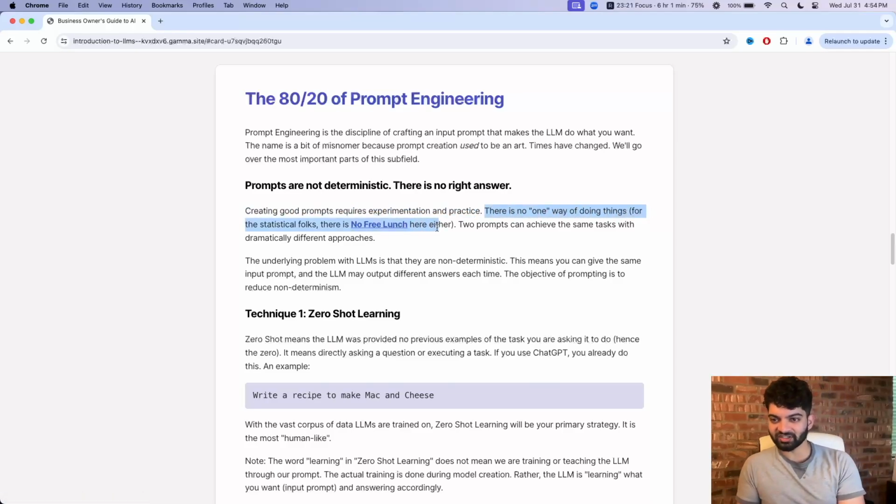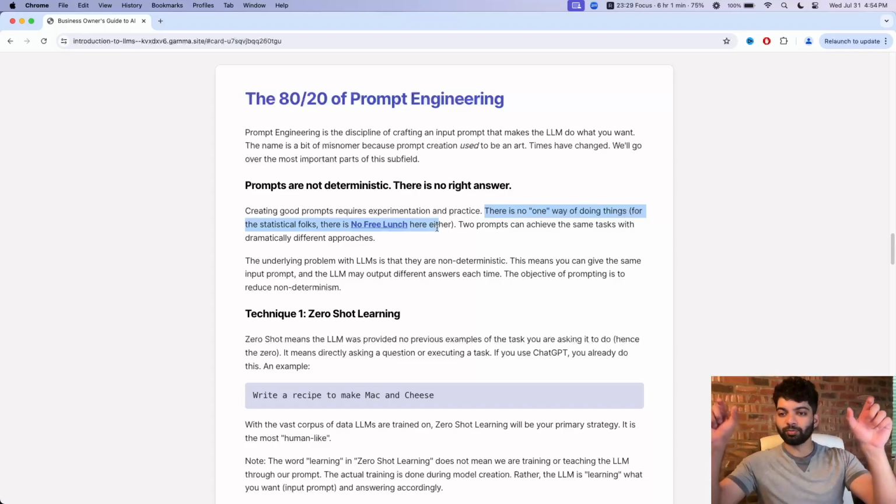Like in statistics, you can have two wildly different models with different algorithms, but they can yield similar results. Prompting is very similar. I can have two prompts with dramatically different approaches. One could be persona based, and another one could be straight up instructions, super clear and concise. Both can give me the exact same result. It's just a matter of finding the right one. That's all this is trying to say here.